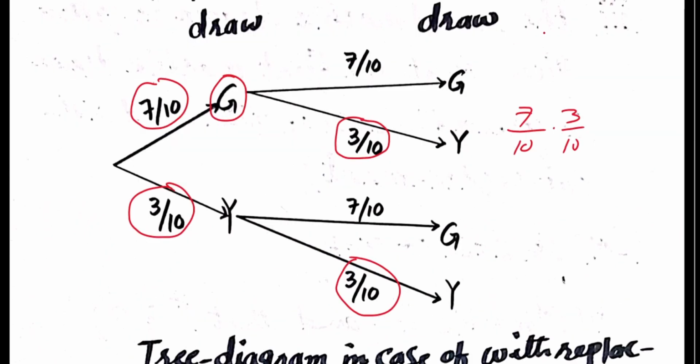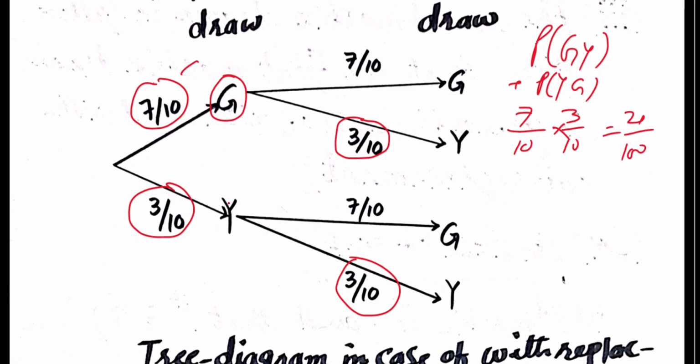One is green and the other is yellow. So you can move it as G to Y plus Y to G. Both of the probabilities will be the same. If you move from G to Y, this is 7 by 10 into 3 by 10, which is equal to 21 by 100.